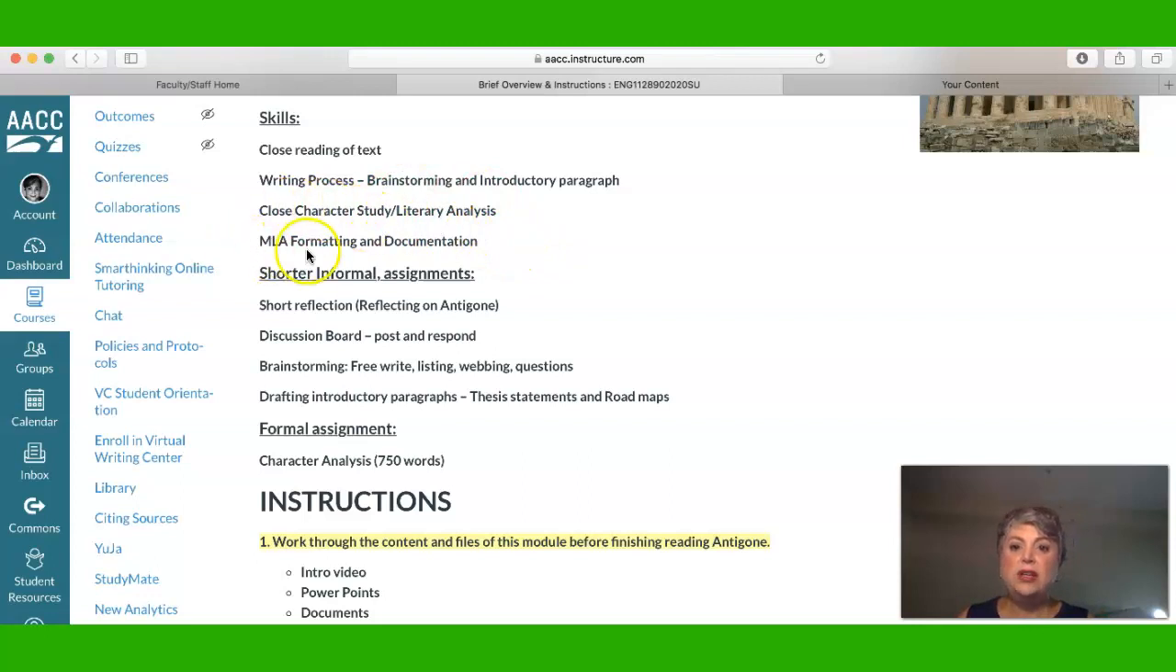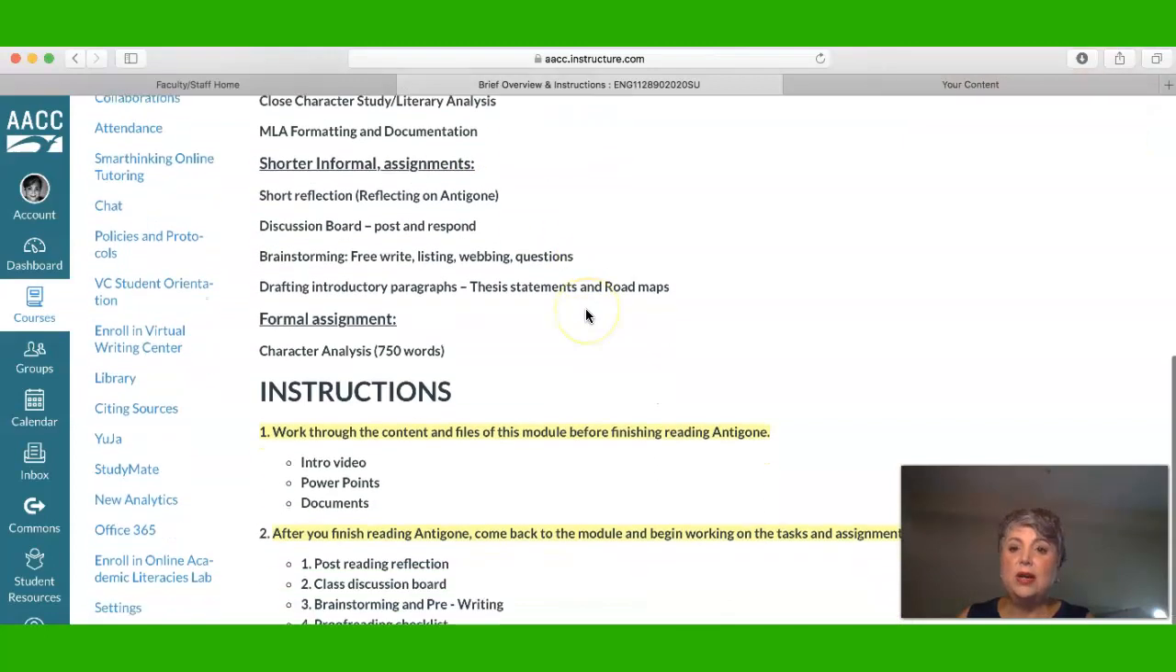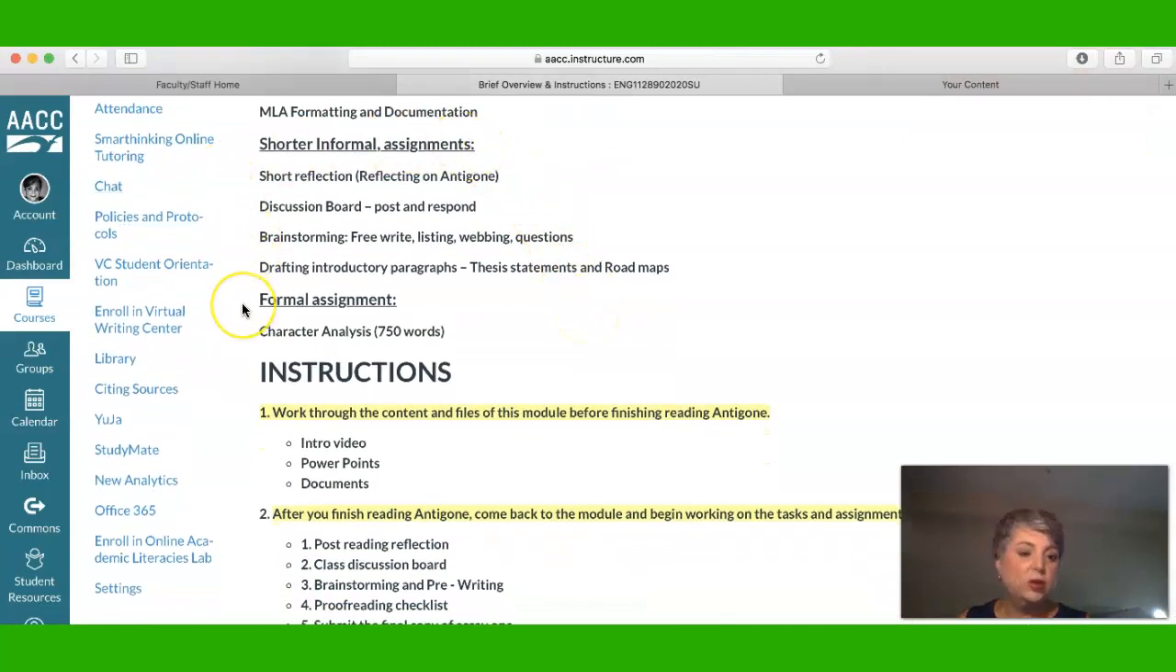And then finally, MLA formatting and documentation, which we'll talk a little bit more about toward the end of this module with your paper checklist, and also next week, Monday and Tuesday, before you submit the final copy of your first essay. Okay, so here's a list of the shorter assignments to anticipate in this module.